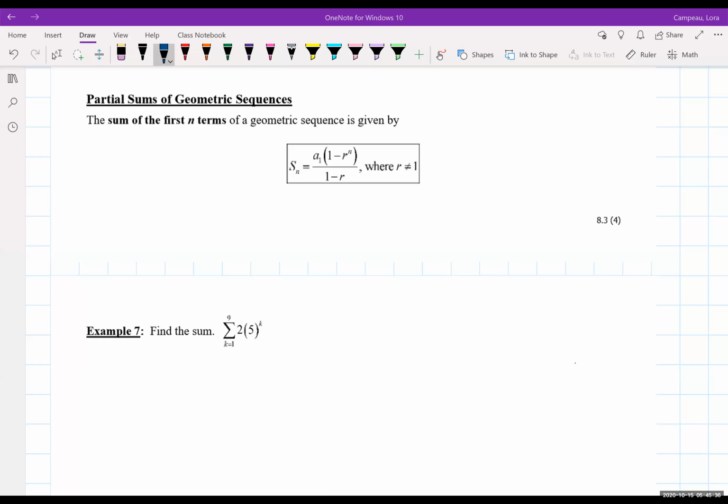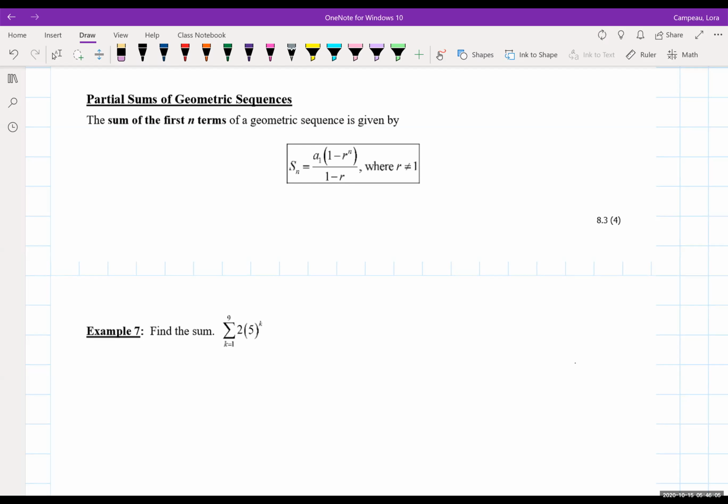All right, we are on to partial sums of geometric sequences. It works similarly to what happened with arithmetic sequences. There is a formula, and our formula is given by S of n equals a sub 1 times 1 minus r to the n over 1 minus r, as long as your r is not equal to 1, because when r equals 1, the denominator becomes 0.